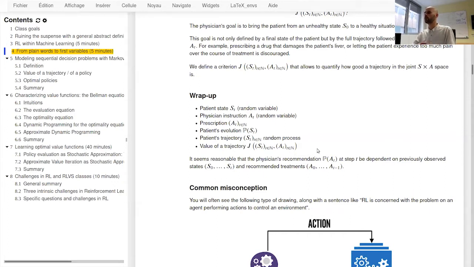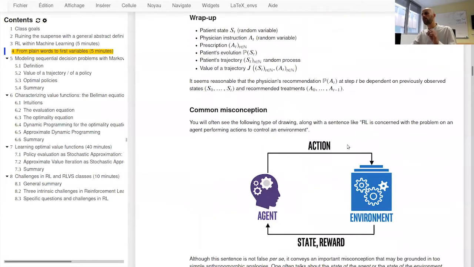It also seems reasonable to assume that the physician's recommendations, so the probability distribution of A_t at step t, be dependent on previously observed states from S_0 to S_t and recommended treatments from A_0 to A_{t-1}. So we're almost at the first step of strongly modeling and introducing hypotheses on reinforcement learning. I will just debunk one common misconception now.